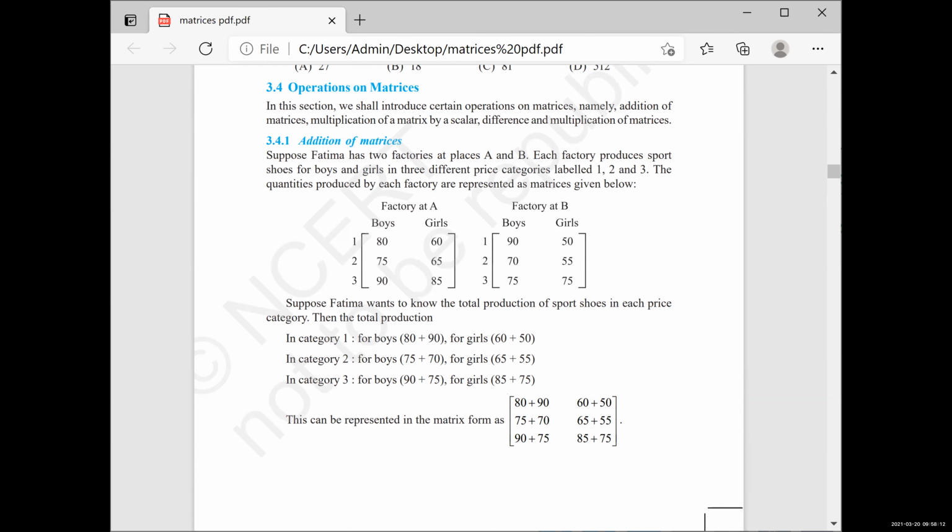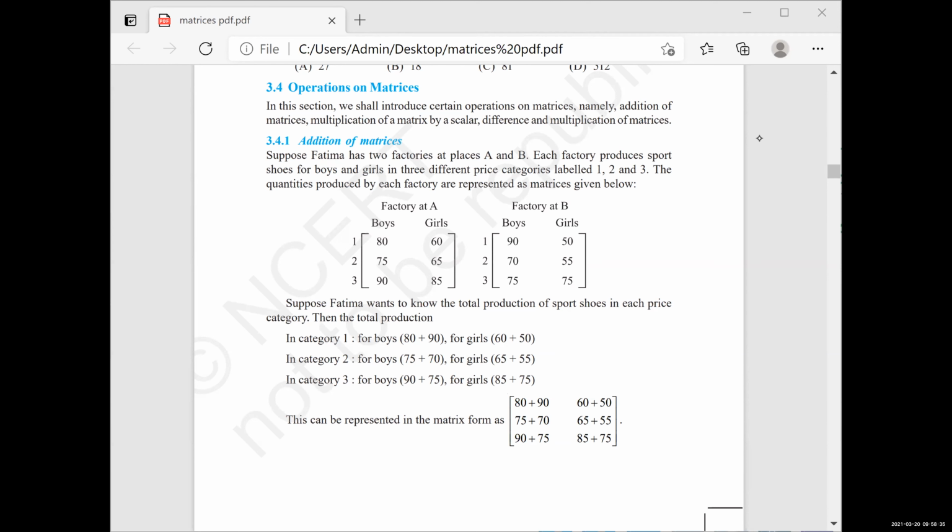Look at here. Suppose Fatima has two factories at A and B. Each factory produces sports shoes for boys and girls in 3 different price categories. Okay, labels 1, 2, and 3. So from factory A, this is the production. From factory B, this is the production. And there are 3 categories. First category, second category, and third category.